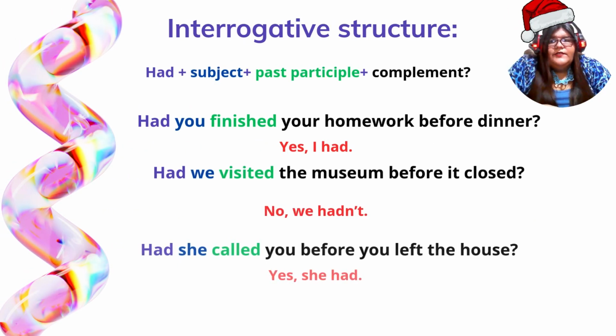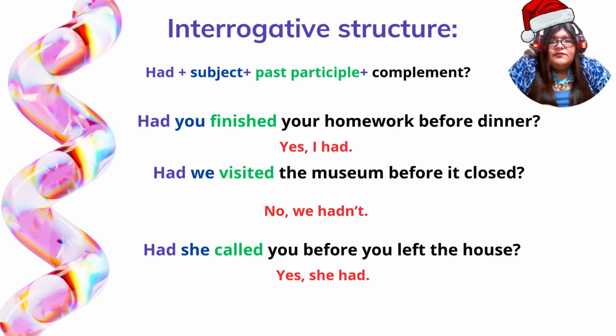Then we have here an interrogative structure when you want to make questions, right? Had always will come at the beginning in any grammar structure. The auxiliary verb will always come at the beginning. We have the auxiliary verb had plus the subject plus the verb in past participle plus the complement plus the question mark. Had you finished your homework before dinner?